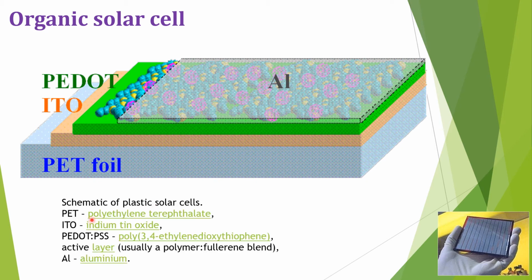Now, the schematic of a plastic solar cell. PET means polyethylene terephthalate. ITO is indium tin oxide. PEDOT:PSS is poly(3,4-ethylenedioxythiophene), and the active layer, which is this layer, is the fullerene blend, and last, this is the aluminium.